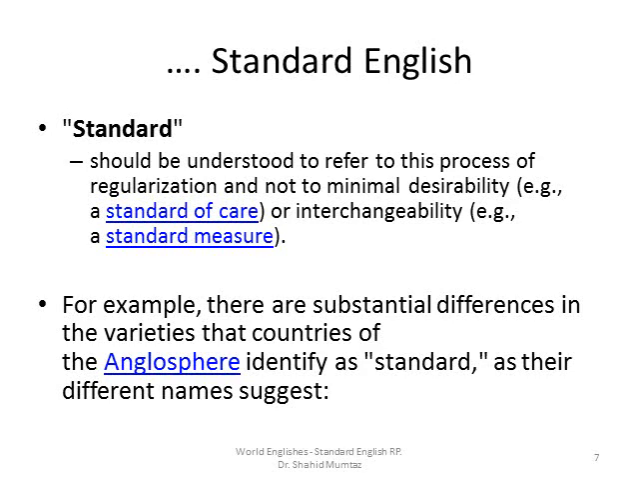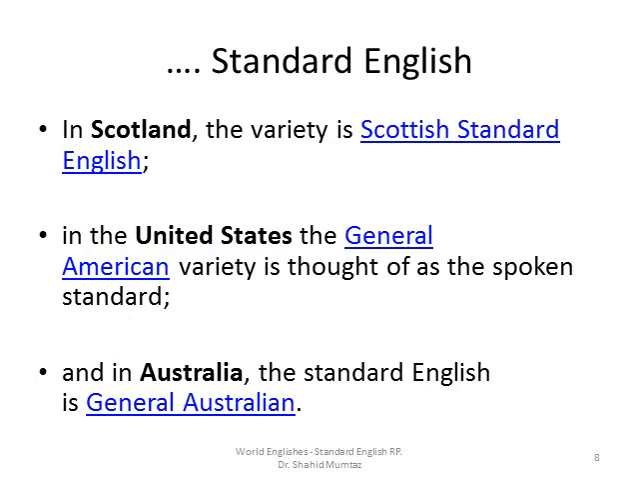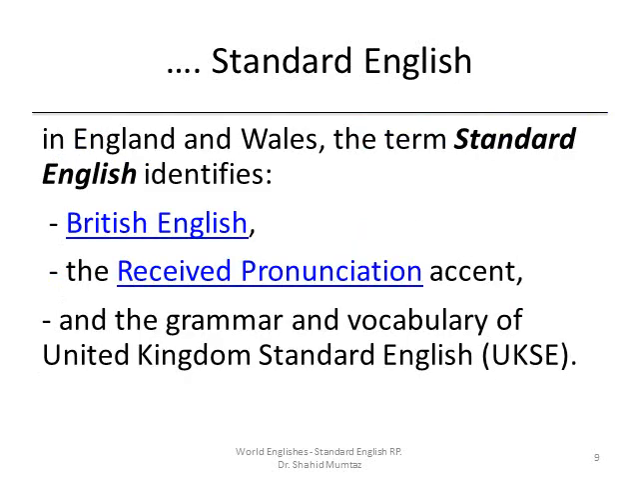In different parts of the Anglosphere countries, their standard English is different. For example, in Scotland, Scottish Standard English is the standard. In the United States, General American is thought of as standard, but only for spoken English. In Australia, the standard English is General Australian. In England and Wales, the term standard English identifies British English, the received pronunciation accent, and the grammar and vocabulary of United Kingdom standard English. So these three things make standard English in England and Wales. What are they?